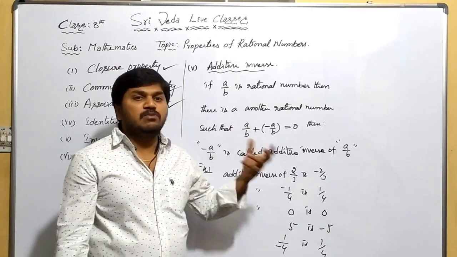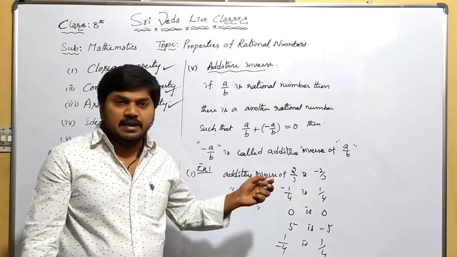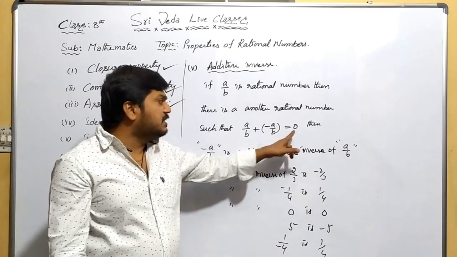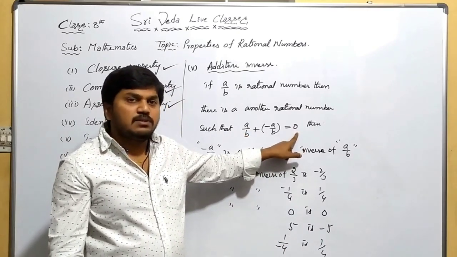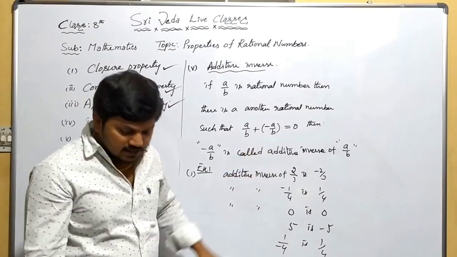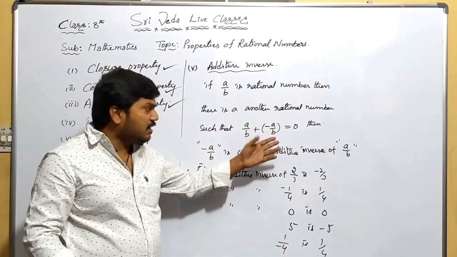Now, additive inverse: the additive inverse of A is minus A. The additive inverse of A by B is minus A by B, like that. If we add those two, the sum is equal to 0, right? So that's why this is called additive inverse. Now, do rational numbers satisfy it or not?